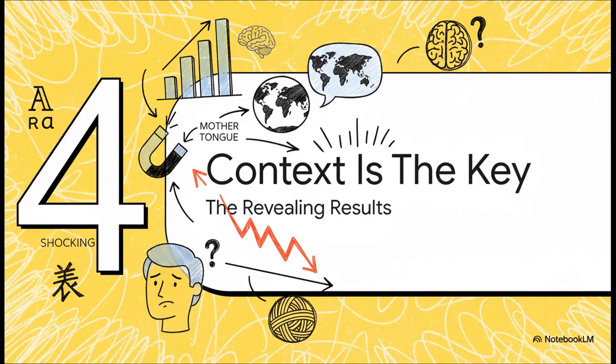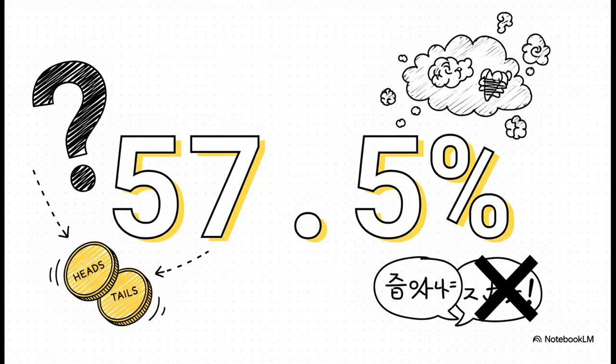That first part of the test, the one without any context, showed just how powerful the pull of your native language really is. Honestly, the scores were kind of shocking. Okay, get this. The average accuracy for that first part was just 57.5%. 57.5, that's barely better than just flipping a coin and guessing.